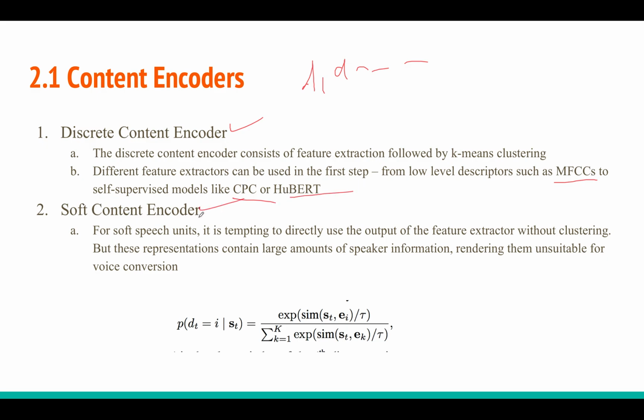Then you have the soft content encoder. As I said, it's very simple. You take the features from the feature extractor, and then you feed it to a linear projection layer and then apply softmax. Right? That's like here.